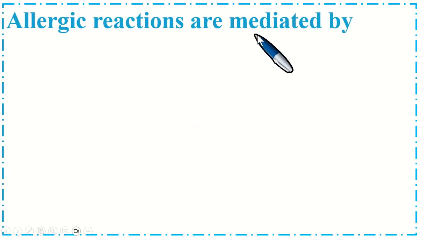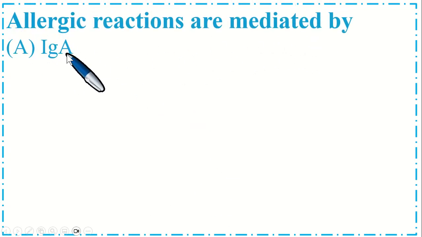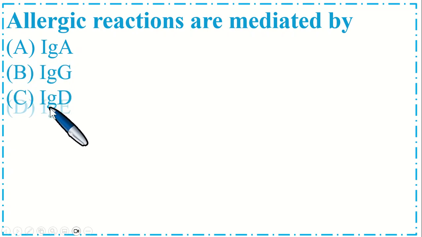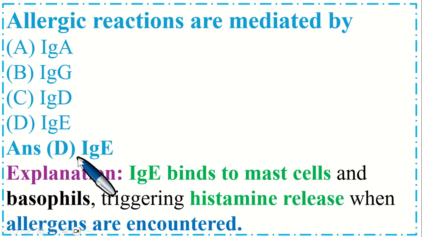Allergic reactions are mediated by option A IgA, B IgG, C IgD and option D IgE. So the correct option is D IgE. IgE binds to mast cells and basophils, triggering histamine release when allergens are encountered.